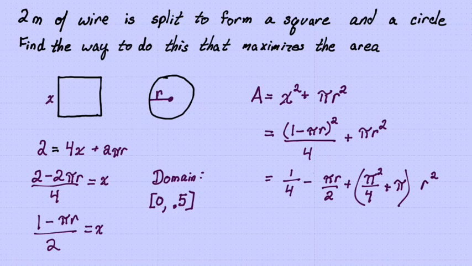Oh, I'm sorry. That's the domain for x. I need the domain for r, which is not going to be as pretty. So it's going to be when 2 pi r is equal to 2. So r is equal to 1 over pi.